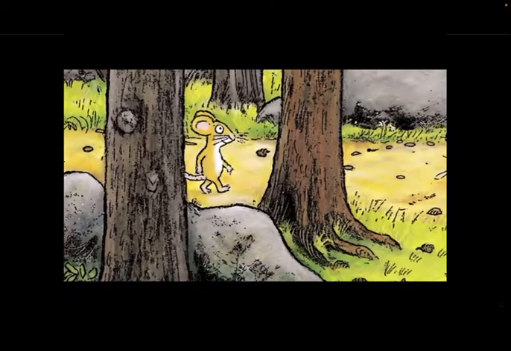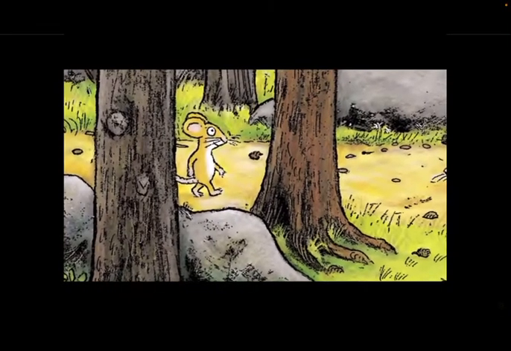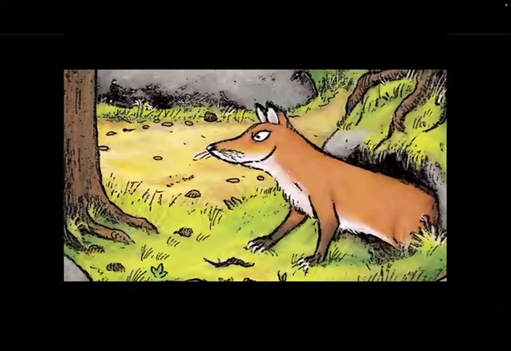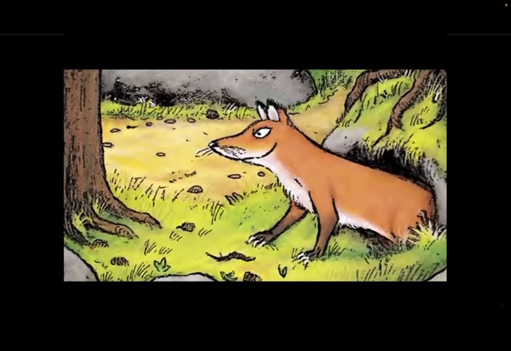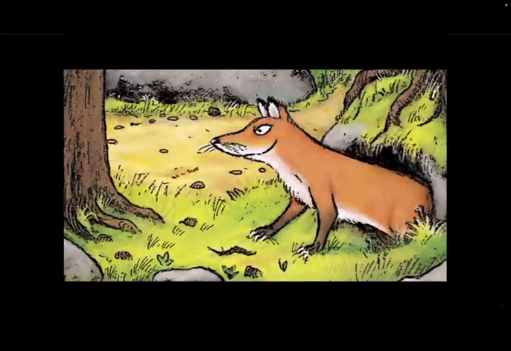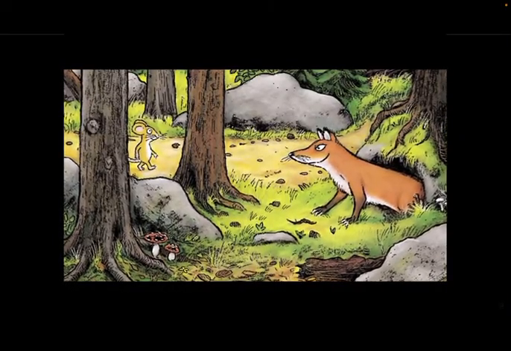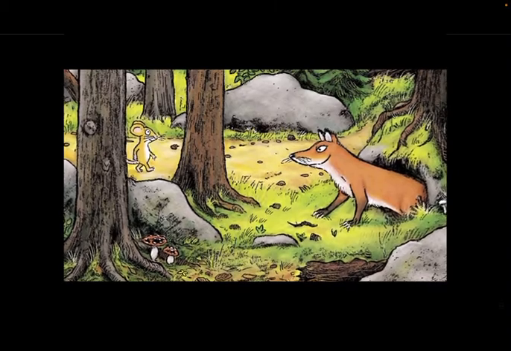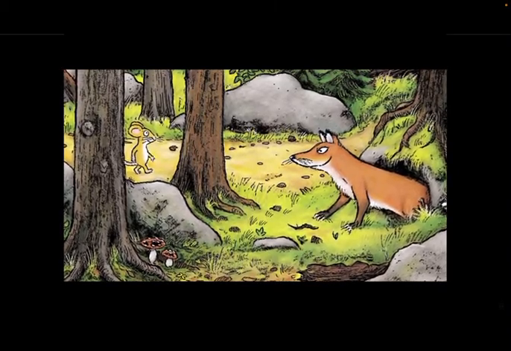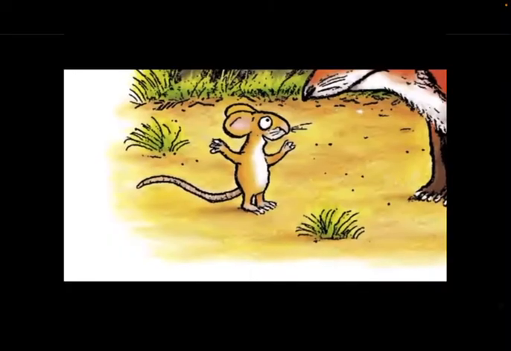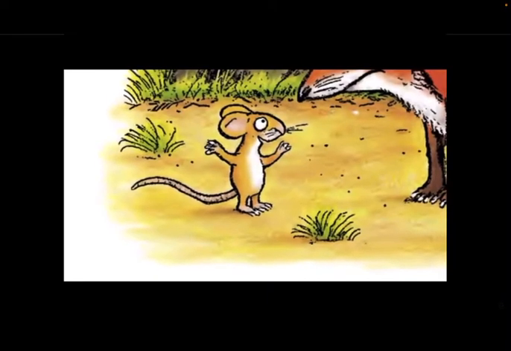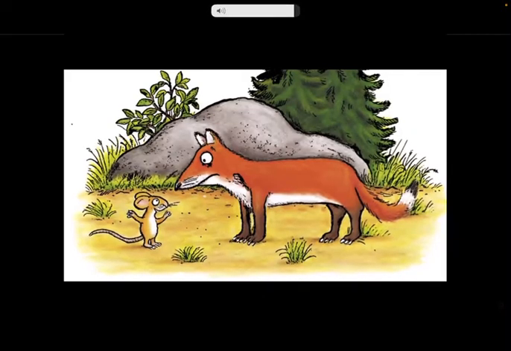A mouse took a stroll through the deep, dark wood. A fox saw the mouse, and the mouse looked good. Where are you going to, little brown mouse? Come and have lunch in my underground house. Oh, it's terribly kind of you, Fox, but no. I'm going to have lunch with a Gruffalo.